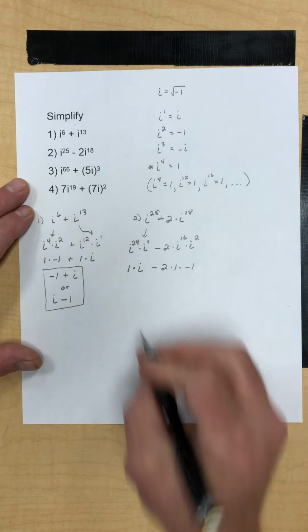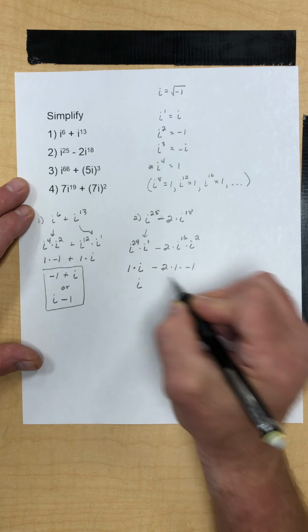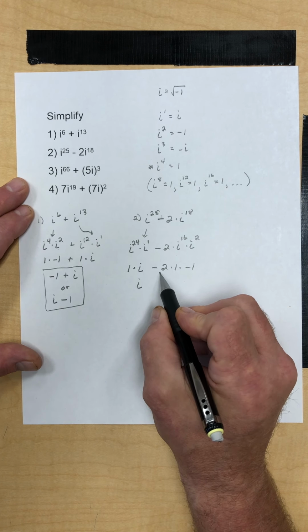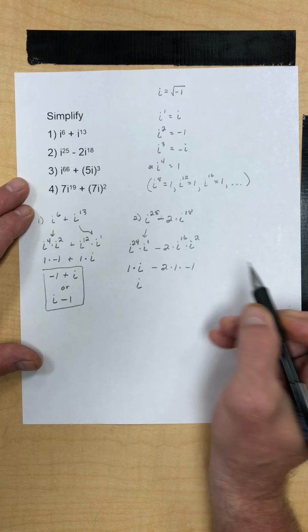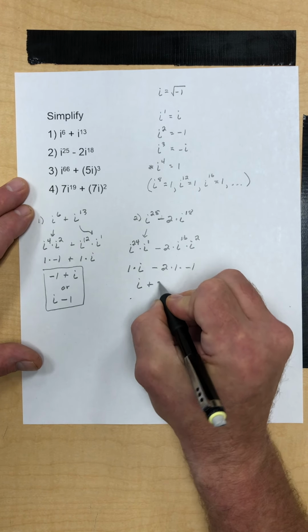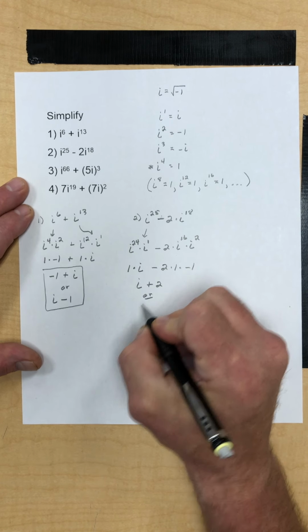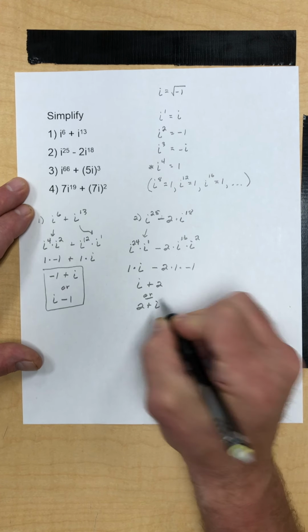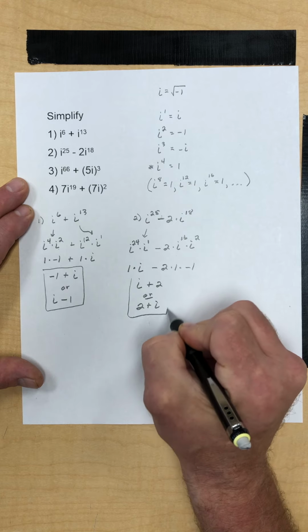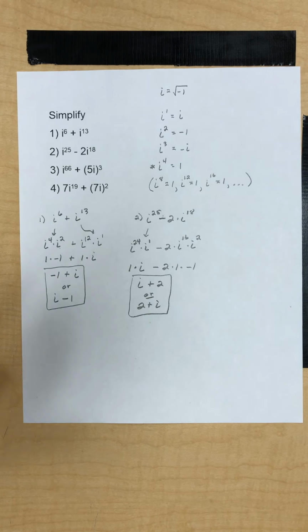Okay, and then we just simplify. This is i. Let's see, this would be negative 2 times 1 times negative 1, that's positive 2. So it's just like that. i plus 2, and if you wanted to switch the order and write it as 2 plus i, that's okay too. So either one of those is good.